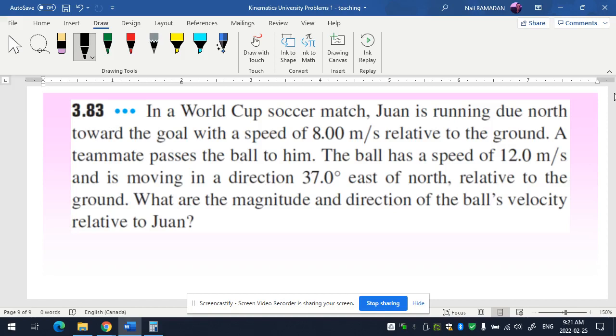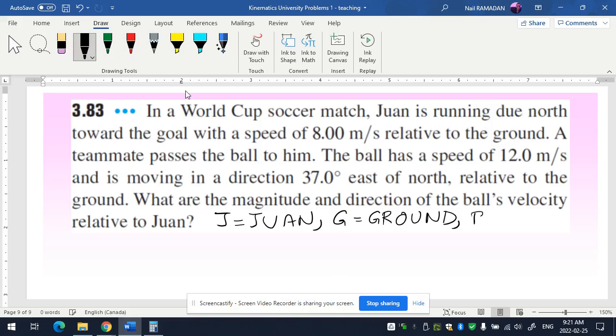Let's actually just start by writing the subscripts. What objects do we have? Juan. Yes. So that's a J for sure. Ball. So B. Any air or wind effect? Nope. Great. So J, Juan. G, ground. And B, ball.